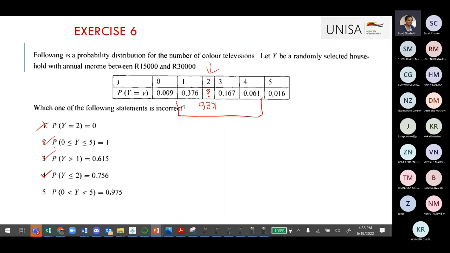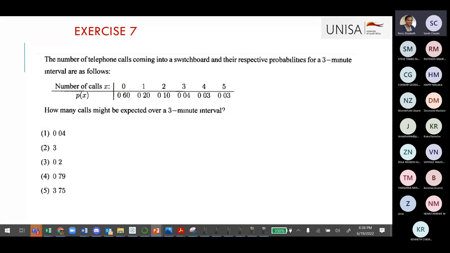Or you can add all 4 of them. 1 minus 0.009 minus 0.016. I always take shortcuts, but you need to know what you are doing when you take shortcuts. And the number is 0.975. So shortcut, it means you take that 1 minus those two values outside. And that is your discrete probabilities. You will find questions that look almost like that. Otherwise, they will give you questions where they ask you to find the expected value.